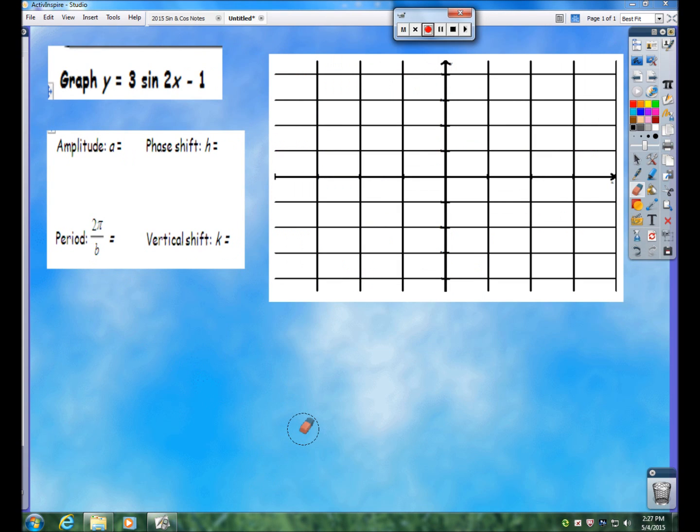All right, earlier in our notes, we skipped this example. Let's go back and graph this one. We're going to graph y equals 3 sine 2x minus 1. Here, our amplitude is 3. Our phase shift is whatever's with our x, which in this case we don't have anything in parentheses, so our phase shift is 0. That's going to move it left or right. Our b is 2, so 2 pi over 2 will give us a period, which is pi. So that means our pattern is going to repeat between 0 and pi now.